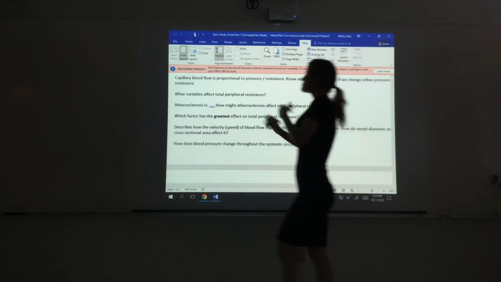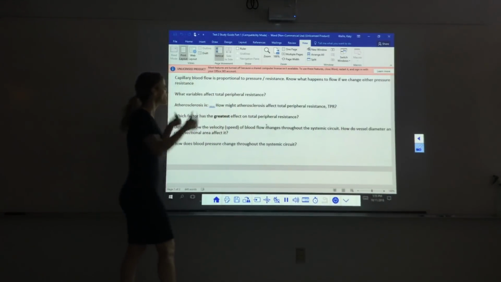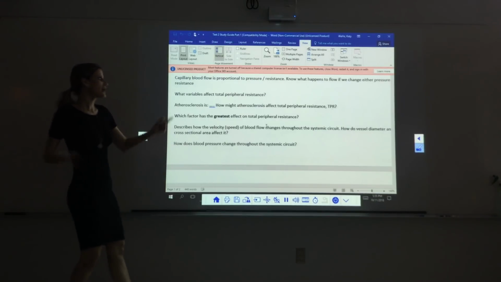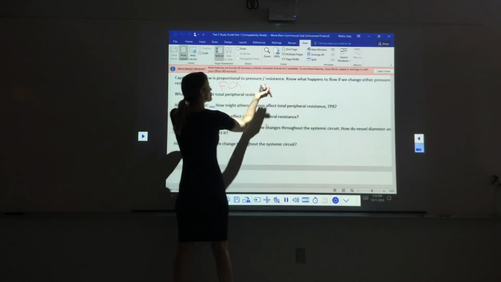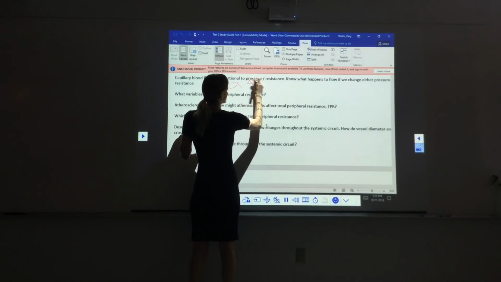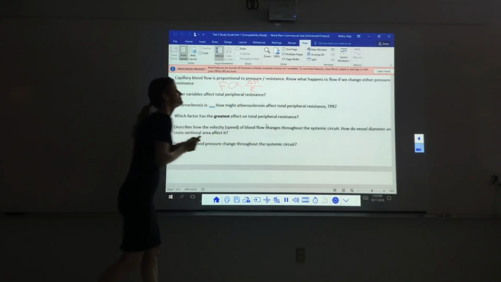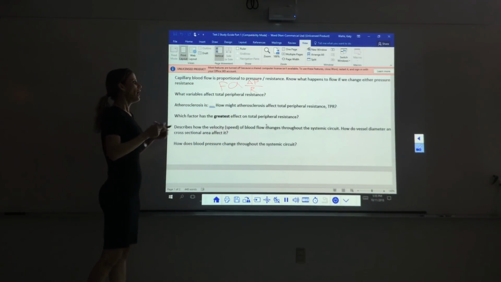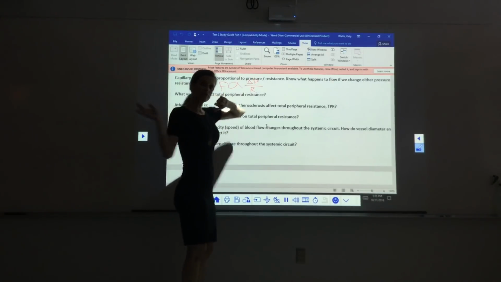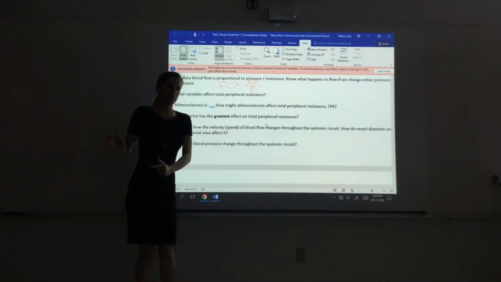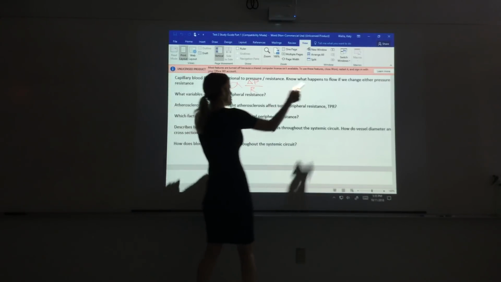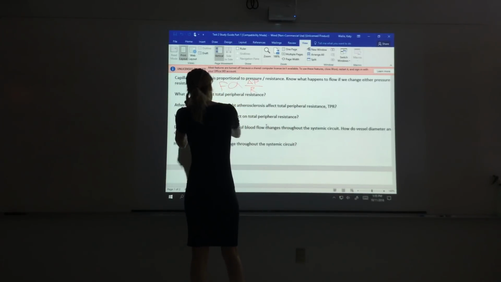So, capillary blood flow, right? How much blood is going to end up flowing through your capillaries? Flow is proportional to the change in pressure over resistance, total peripheral resistance. So how much blood flows is proportional to how much pressure is pushing it forward and how much resistance is holding it back. Okay? So know what happens if you change either pressure or resistance.